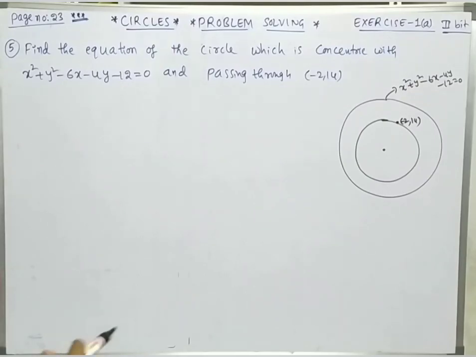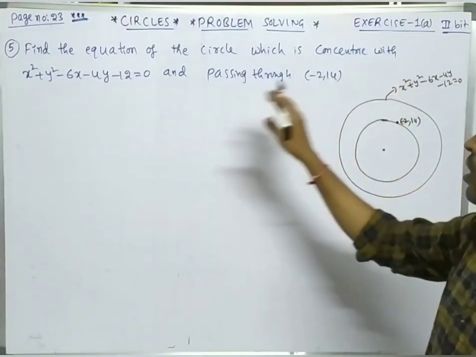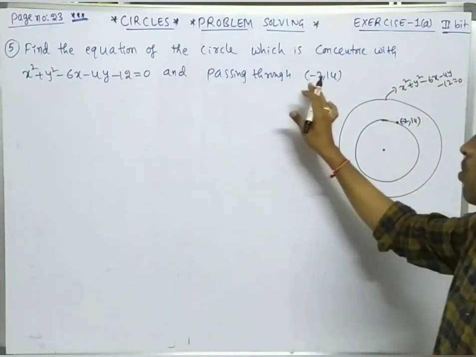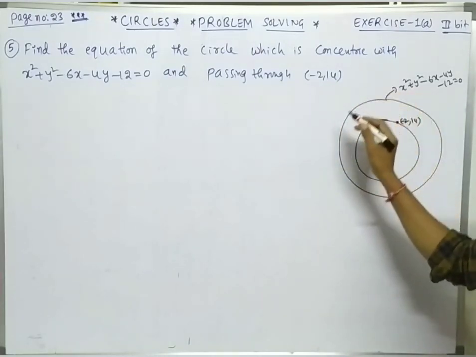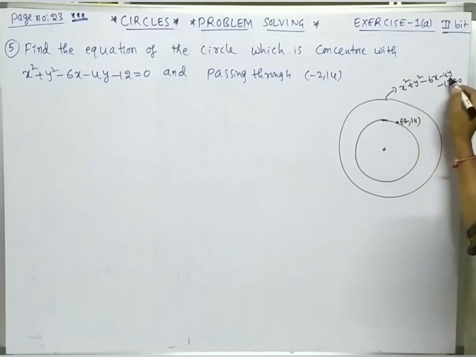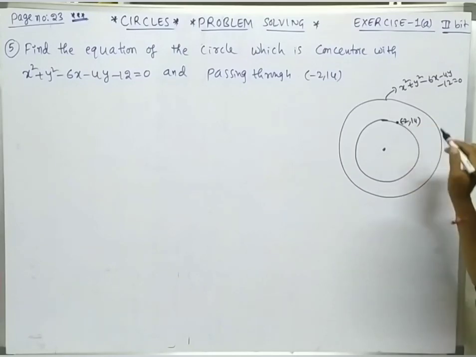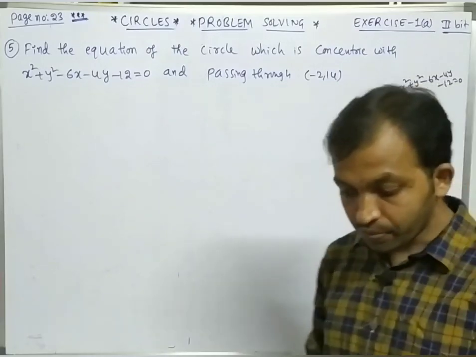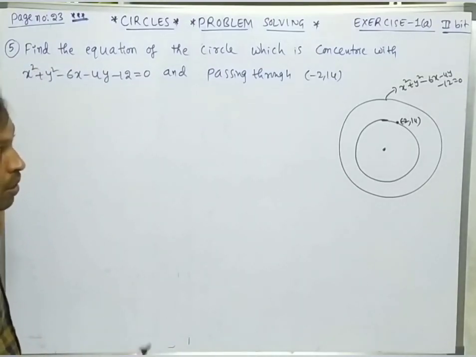Fifth problem, find the equation of the circle which is concentric with the circle and passing through minus 2 comma 14. Here we have two circles with the same center. Those types of circles are called concentric circles. So one circle is this one, and we should find the other circle equation which is passing through minus 2 comma 14. This problem also can be done by using two methods.